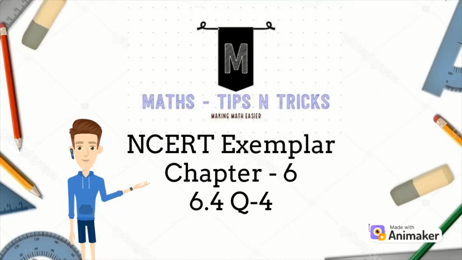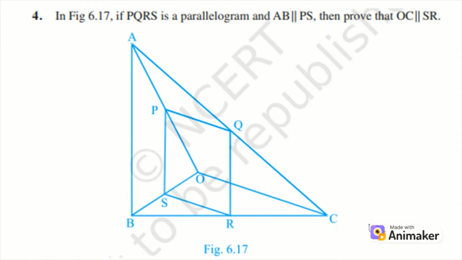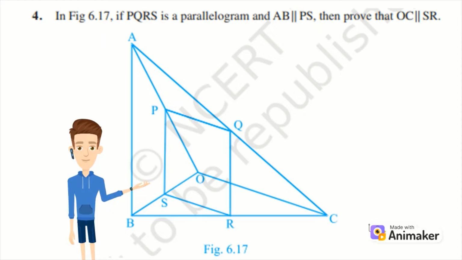Today I'll share the solution of question number 4 of exercise 6.4 of chapter 6 of NCERT Exemplar Class 10 Maths. So let's start. The question states that in figure 6.17, if PQRS is a parallelogram and AB is parallel to PS, then prove that OC is parallel to SR. We'll solve this using the properties of triangles and the basic proportionality theorem. Let's start from the next page.